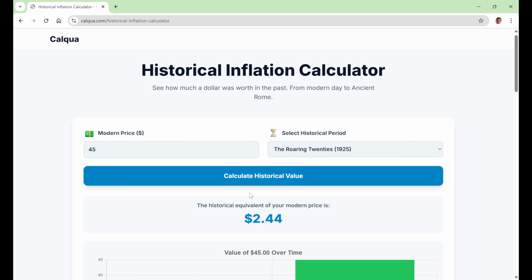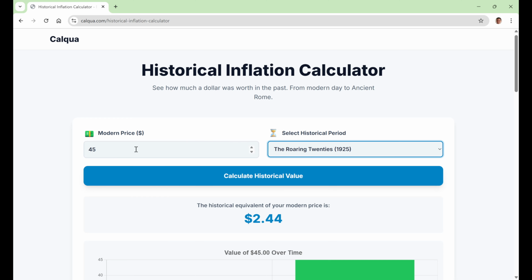We will be walking through a demonstration using a fixed modern price of $45, converting this value across 6 distinct periods in American and world history, and even venturing back to the days of ancient Rome. This calculator uses official data from sources like the Consumer Price Index, or CPI, to provide accurate comparisons, giving us a true sense of how far a dollar would go in different times. The results may surprise you and will provide a new perspective on history, economics, and your own financial world. Let us begin our journey.